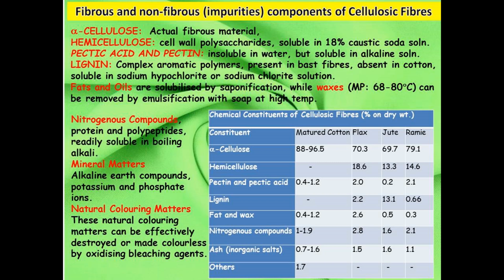Ash, that is inorganic salt, 0.7 to 1.6% in cotton, 1.5% in flax, 1.6% in jute, and 1.1% in ramie. Other present in cotton is 1.7%.